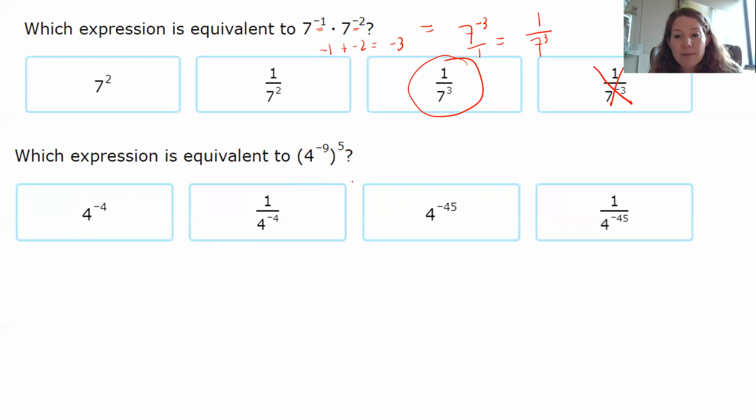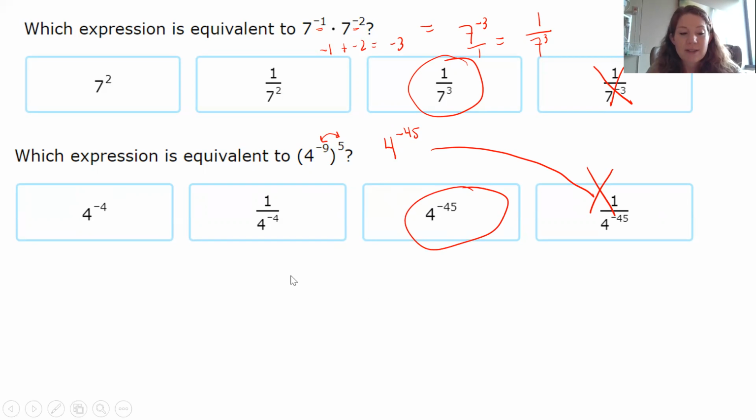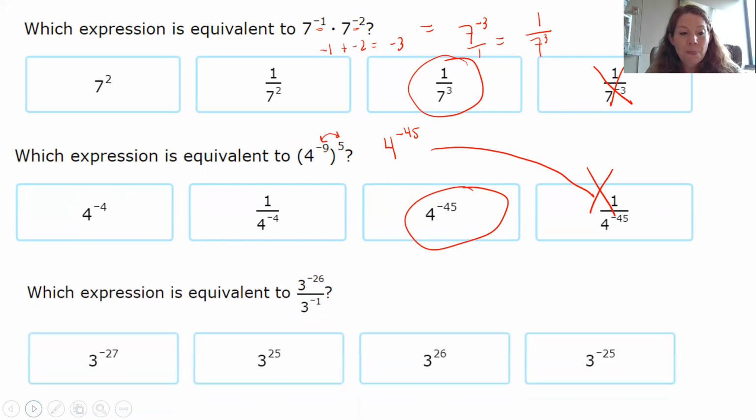All right, the next one, I'm going to multiply those exponents because it's a power raised to a power. So my answer would be 4 to the -45, which I see that answer. It is not the same. This is not the same. This does not say 1 over 4 to the -45th, but I do see my answer that I came up with. So that's the best answer.